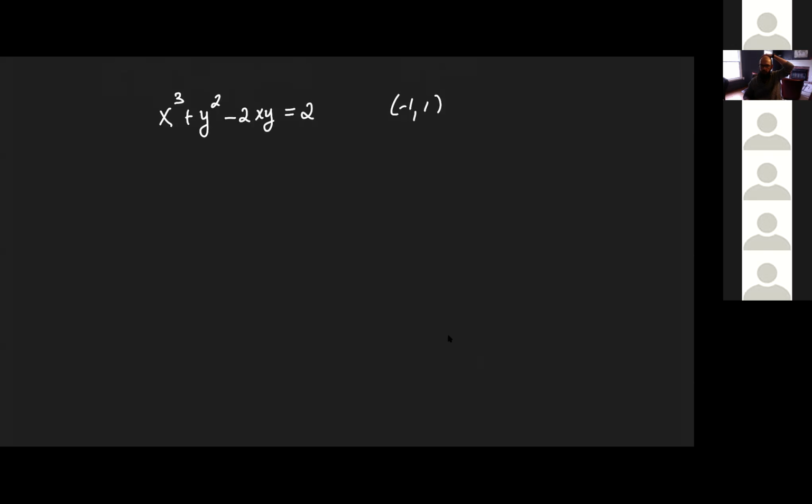Okay, so I copied down the information. Here's our curve, x cubed plus y squared minus 2xy equals 2. And our point, we want to find the slope of the tangent line at (-1, 1). So step 1, go ahead and replace all of your y's with f of x's. I'll go ahead and do this.